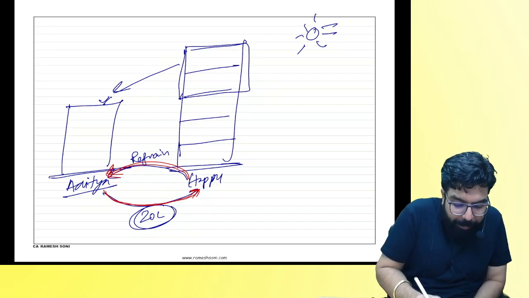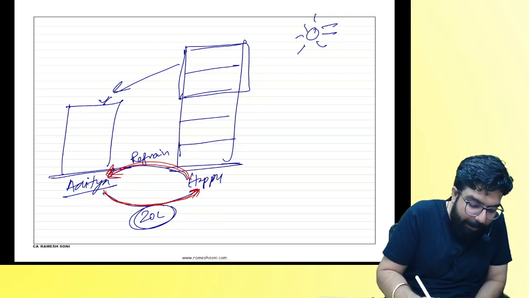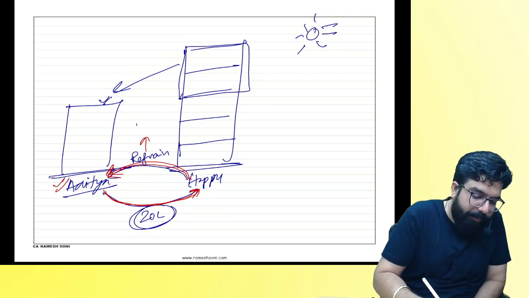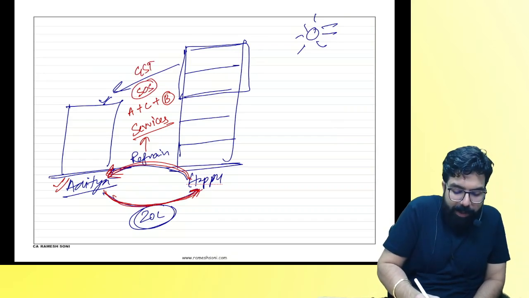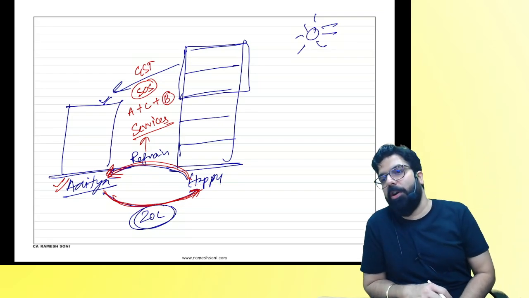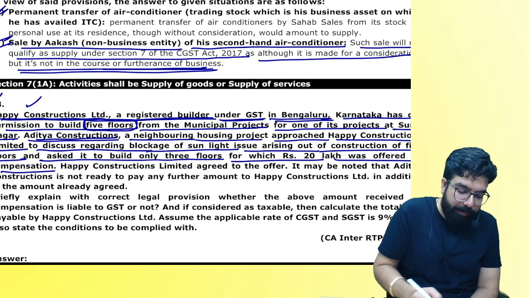Is compensation paid? My question is, have Happy given services to Aditya? Yes or no? Is it an activity for a consideration in the course of business? Is it a supply of service? Will GST be charged? Will he have to collect GST? Yes or no? See over here.